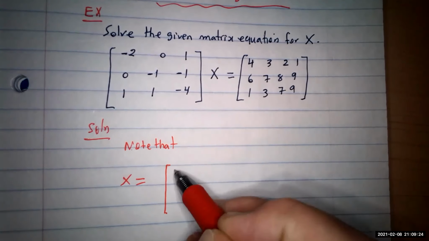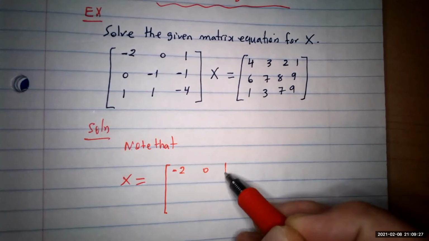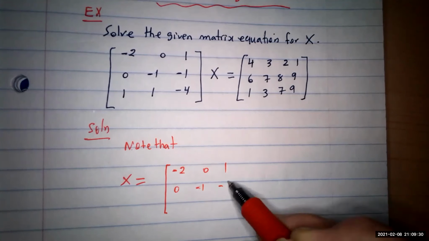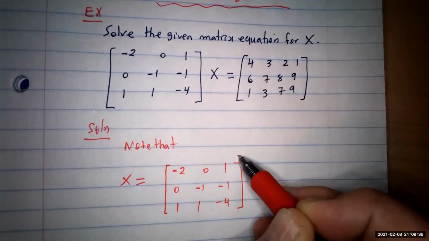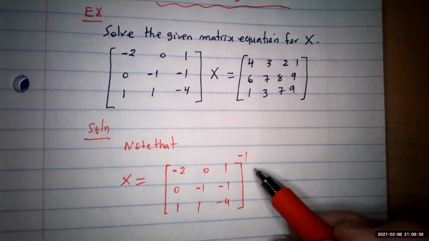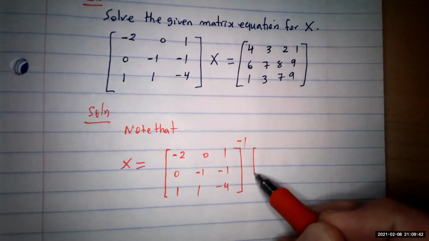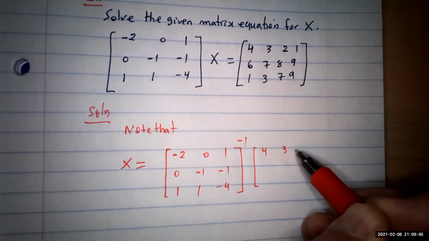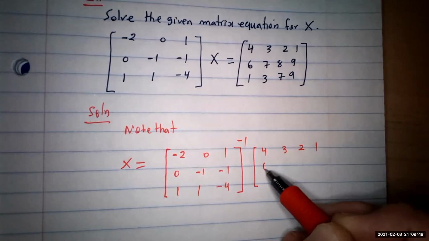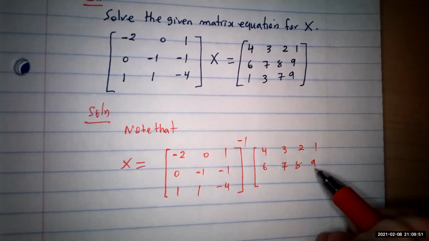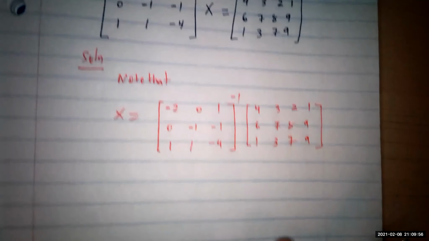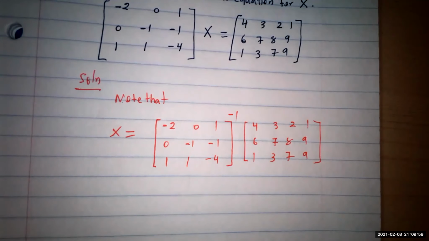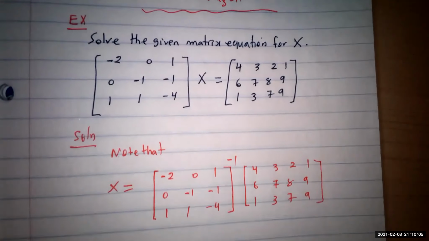It's going to be this matrix, -1, 0, 1, 0, -1, -1, 1, 1, -4, inverse of this matrix, multiplied by that new one that you have over there. Okay, multiply by 4, 3, 2, 1, 6, 7, 8, 9, and 1, 3, 7, 9 again. You see, this is how you write the solution of your equation, if you like. Anytime we have something like the division that we did before, we have to use the inverse.